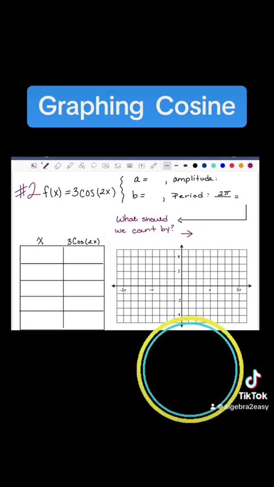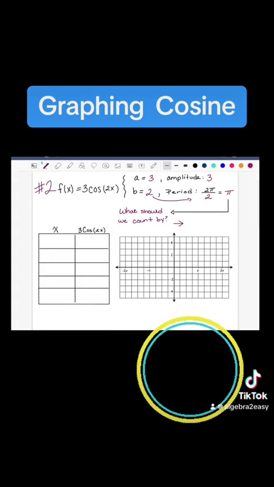So first things first, the value of a this time is 3. The value of b is 2. So my amplitude is the absolute value of a. Well, the absolute value of 3 is 3. The period, again, we're going to take that b value and take 2 pi divided by b. So 2 pi divided by 2 is pi.